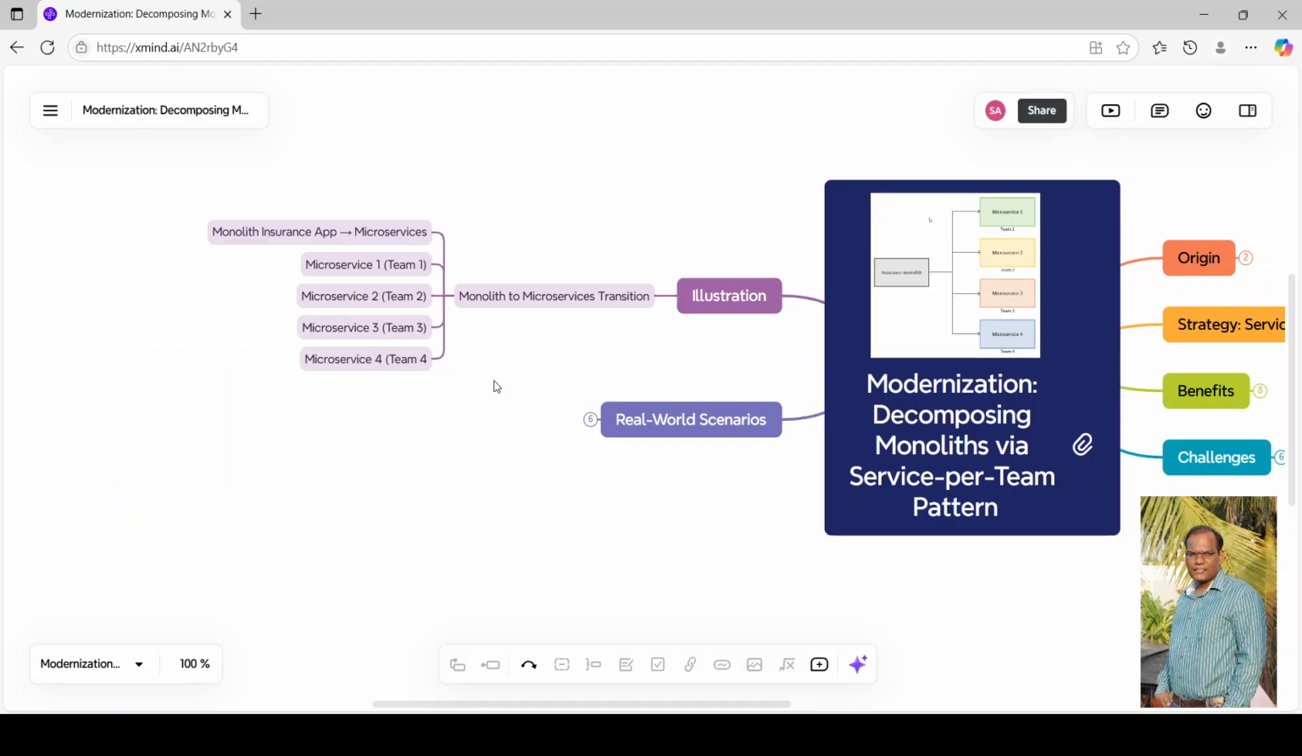So if you're leading a legacy transformation or managing large teams, the service per team pattern is very much worth exploring for your migration. It's all about clarity. Service per team pattern is all about autonomy, it's all about velocity. But like any other pattern, it needs proper discipline and design thinking.